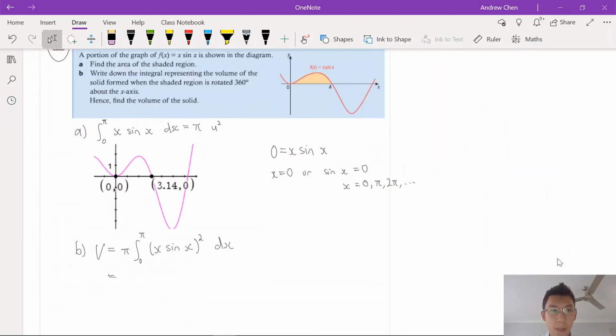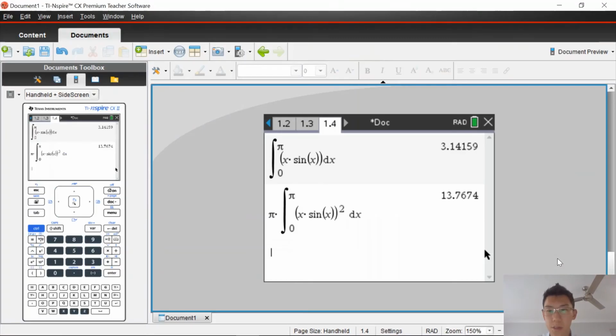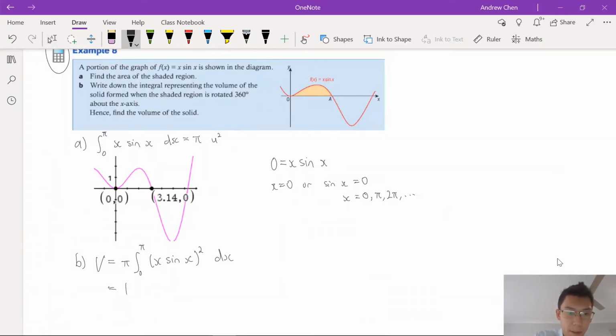13.77. How many decimal places should we use? Let's just use 3 sig figs. So let's go 13.8. Approximately 13.8. Now it's volume now, so let's use units cubed. All right, so that's example 8.